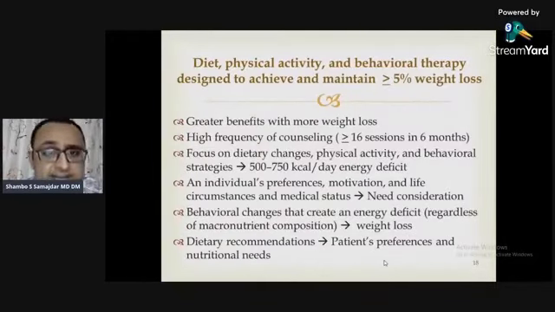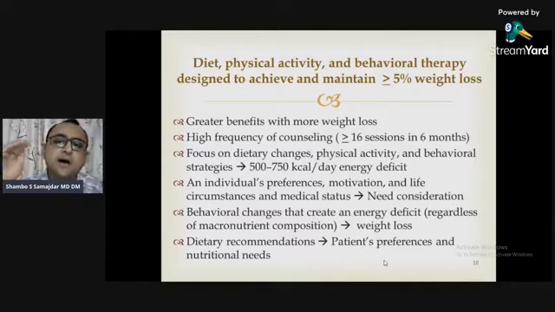And regarding diet, physical activity and behavioral therapy, we should try to achieve a goal of more than 5% weight loss. We should not be very ambitious from the beginning, as we already discussed the concept of adipostat. So start with a goal of more than 5% weight loss, maybe around 7% weight loss we can try. We appreciate there will be greater benefits with more weight loss, but we should start slow, and then we can go further.